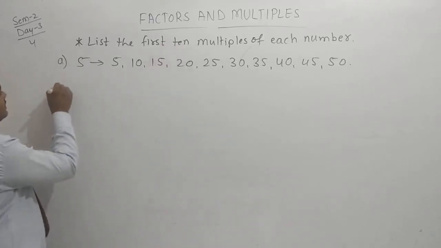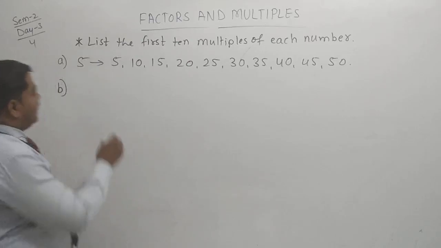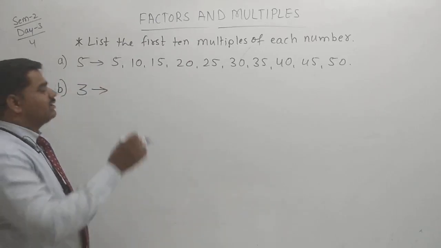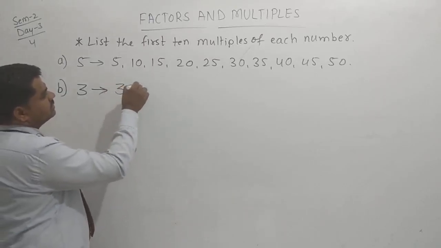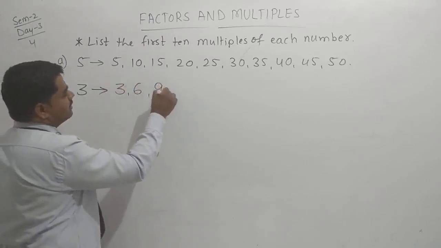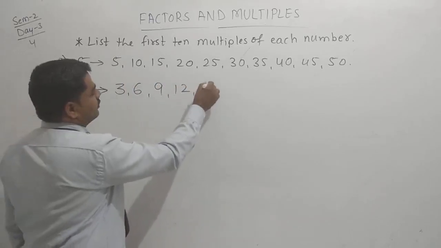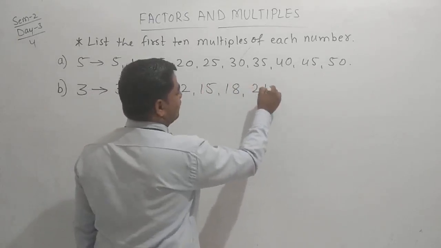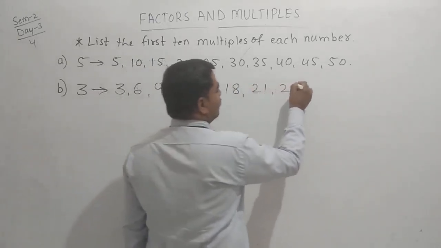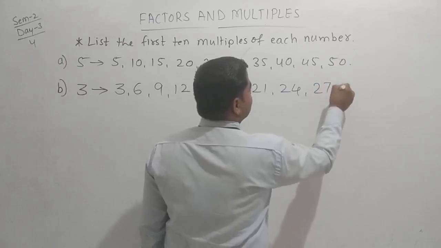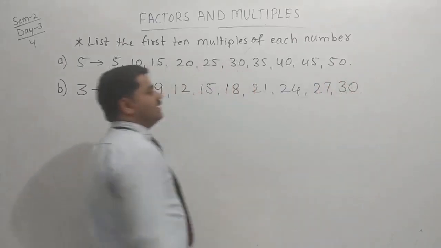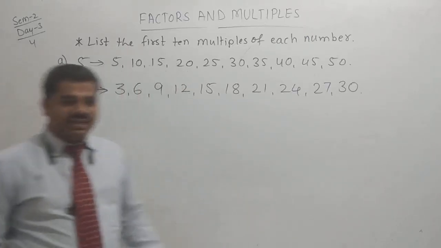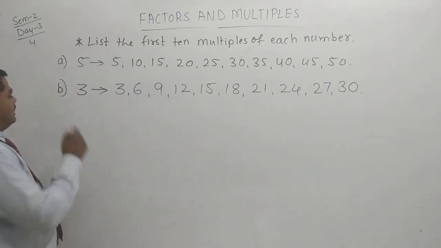Next number is 3. Very simple. Just count the 3 table. Good. Very good. 3, 6, 9, up to 3 10s are 30. Then these are the first 10 multiples of 3. Very good.